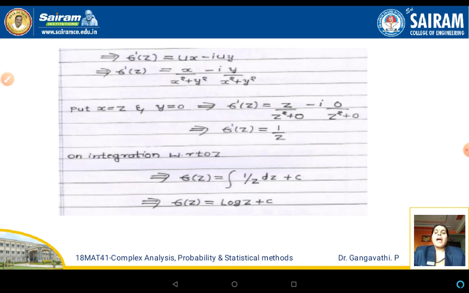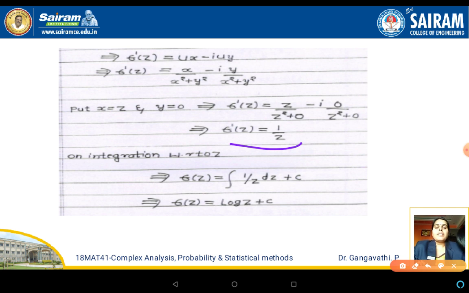And therefore, our f dash of z is ux minus i uy. Substituting for ux and uy, it is x by x square plus y square minus i into y by x square plus y square. The next step, according to the working rule, is to put x is equal to z and y is equal to 0. So f dash of z is equal to, wherever you have x, replace it by z, and wherever you have y, replace it by 0. We get this expression, and on simplifying, we get f dash of z is equal to 1 by z.